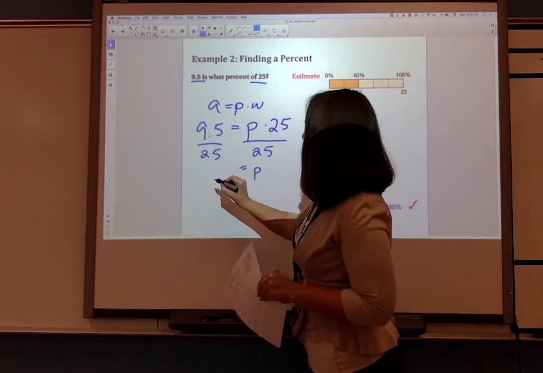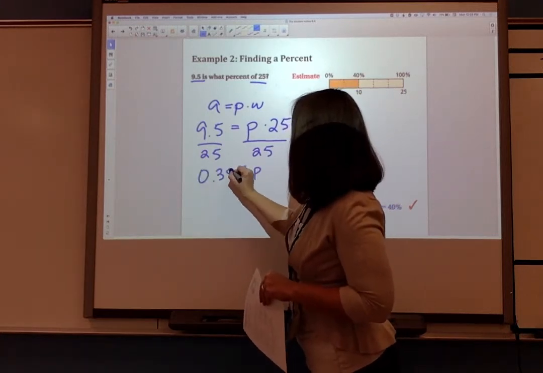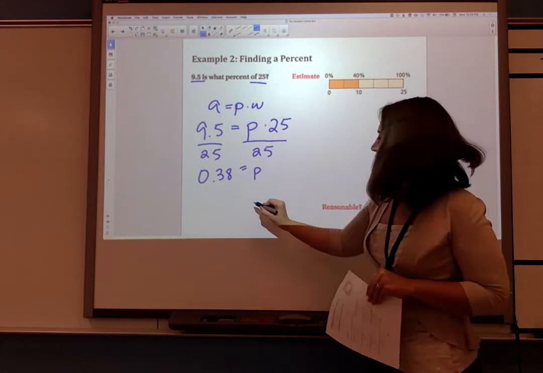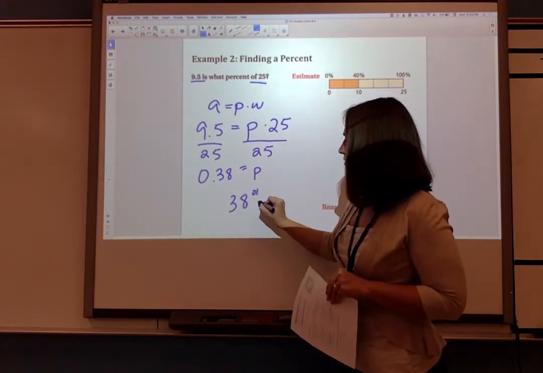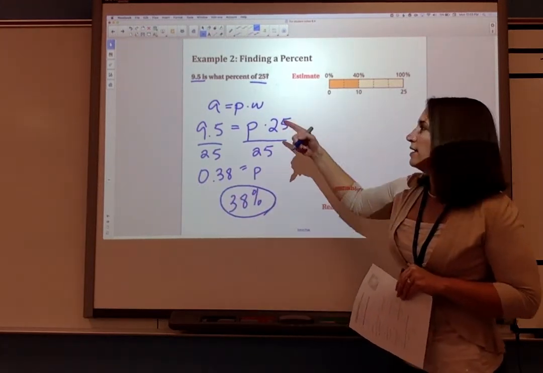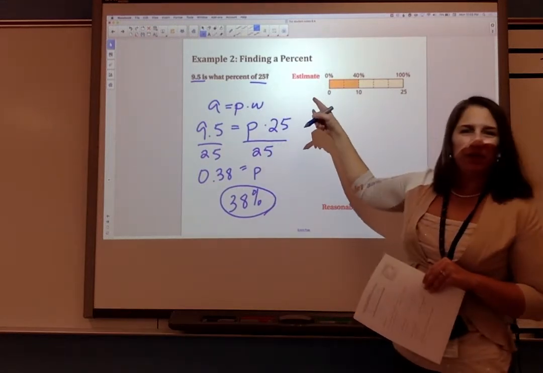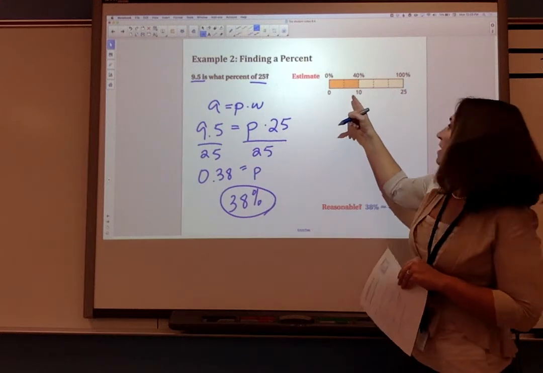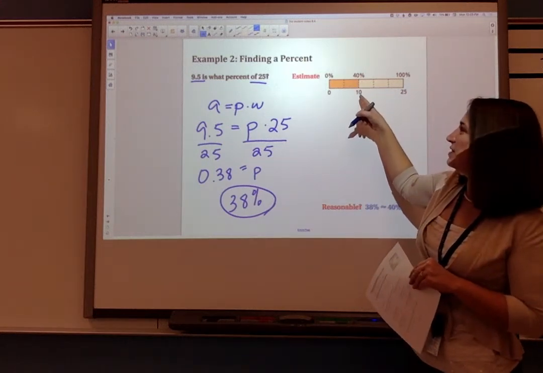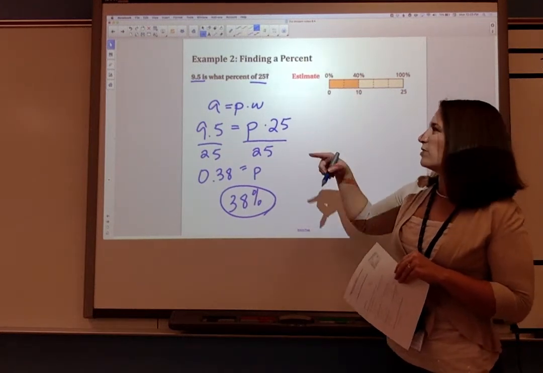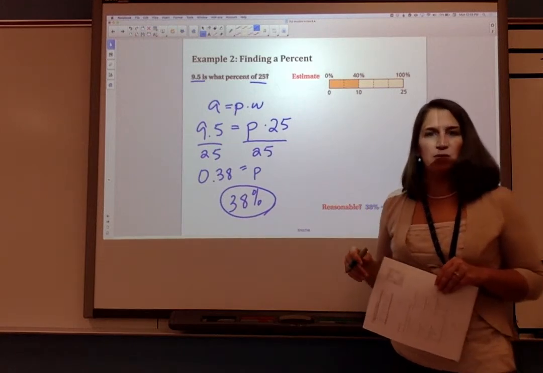And we get P equals 0.38, which is 38%. 9.5 would be about 38%. Here's our estimate that shows us that 40% of 25 is 10, so 38% is a little bit less than that. That seems reasonable.